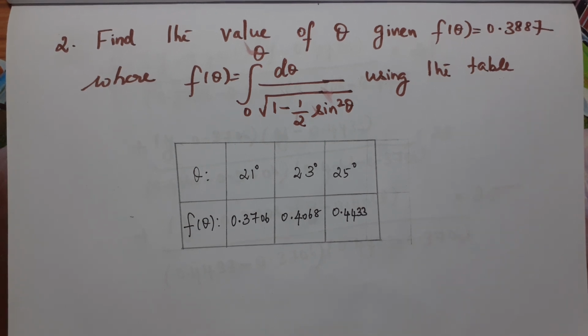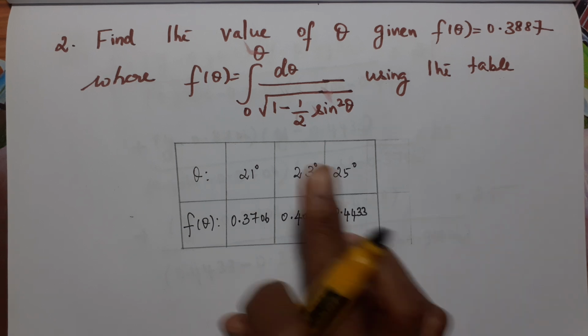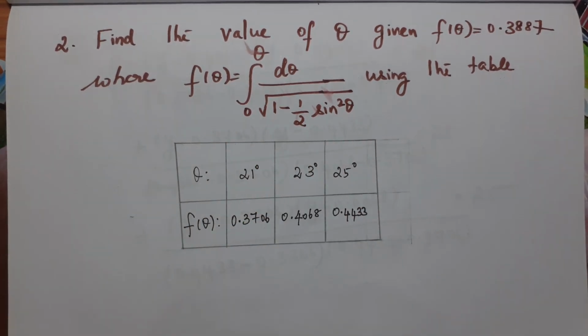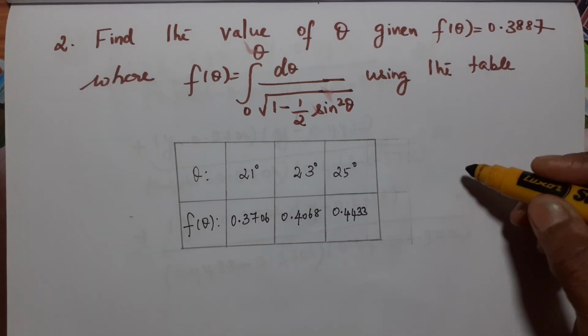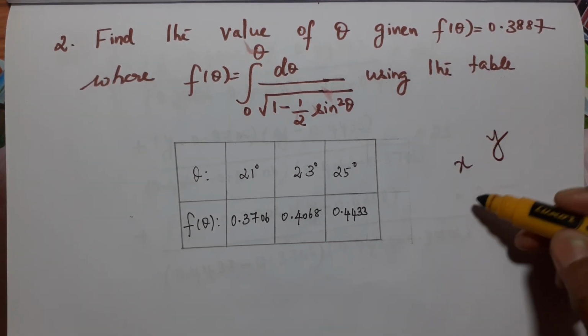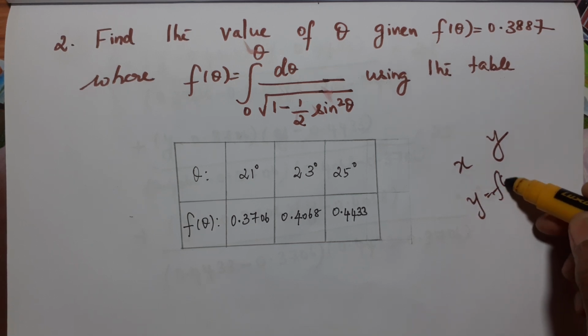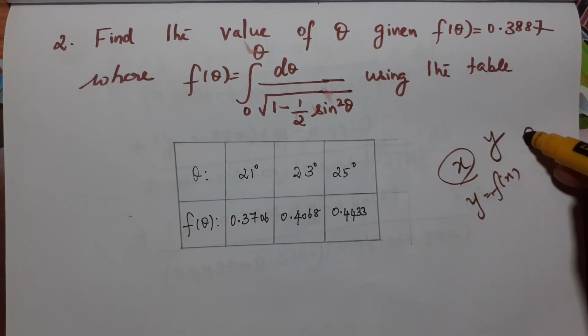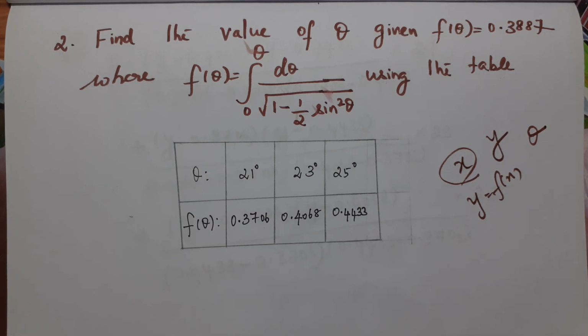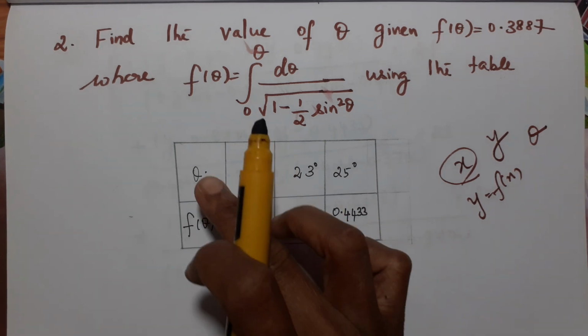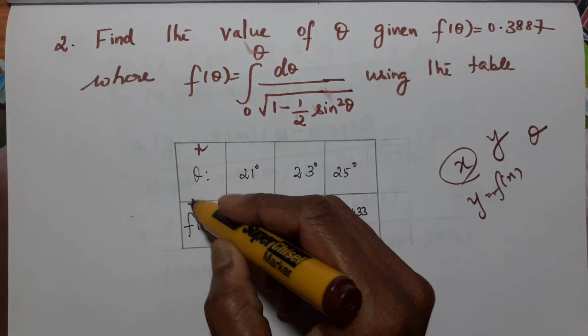This is the next problem. We are going to find the value of theta for a given f of theta equal to 0.3887, where this is the function they have defined. We are not going to use this anywhere. We are going to apply only the formula using the given table. In the previous problem, they used the terms x and y, y equal to f of x. So in the place of x, we have theta. That is the only difference in this problem. So this is x and this is y.